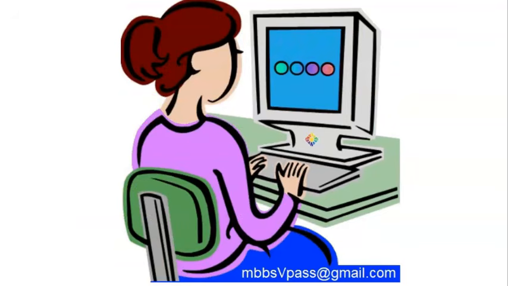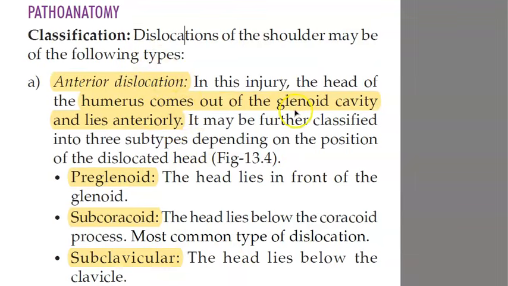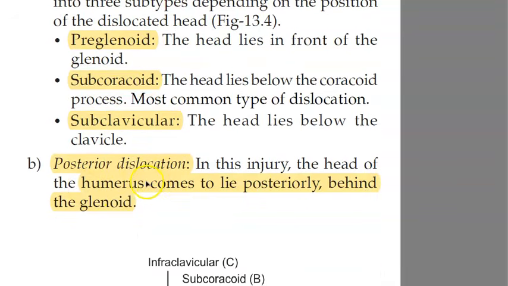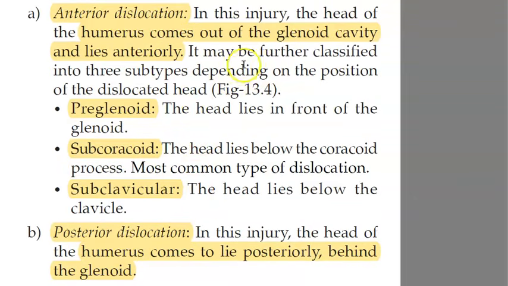You already know two types, anterior and posterior. Anterior, the humerus comes out of the glenoid cavity and lies anteriorly. That's what we know. It is very common. And in that, some types are there. Then you have the posterior dislocation. The humerus comes to lie posteriorly, that is behind the glenoid. Ahead of the glenoid, anterior dislocation. Behind the glenoid, posterior dislocation.